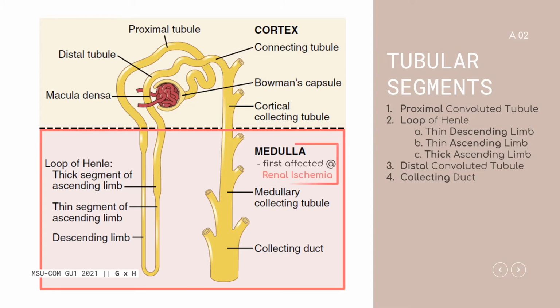As the renal medulla is the first portion affected by renal ischemia due to low blood flow around this area, during such a case, the first to be affected are the tubular segments here. Renal ischemia is a cause of intrinsic renal azotemia.